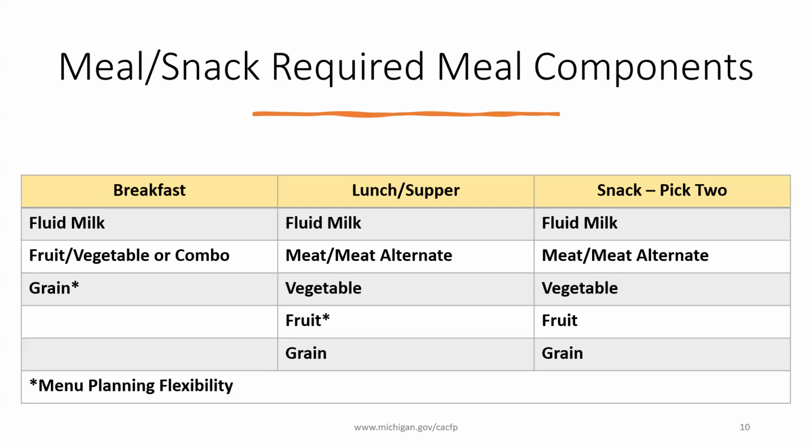One thing I wanted to point out is for flexibility, which is nice. It's been utilized for a while now, is the asterisk, as you see under fruit within the lunch and supper category. You are allowed to serve 2 vegetables at lunch and supper instead of a vegetable and a fruit. You cannot serve 2 fruits and no vegetables, though. So this is only, you can replace that 1 fruit with a vegetable, meaning you can serve 2 different vegetables.